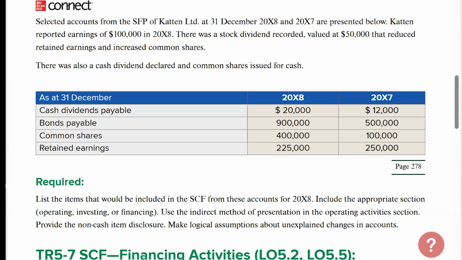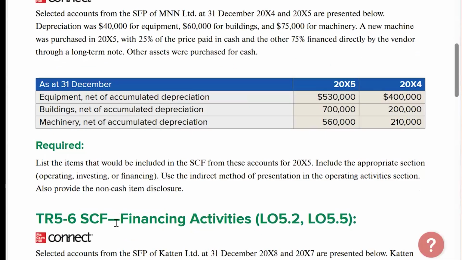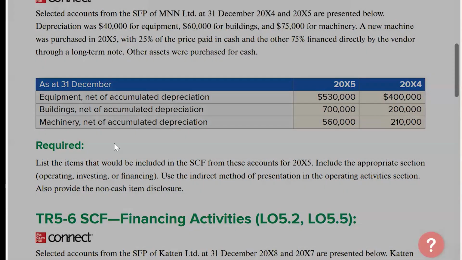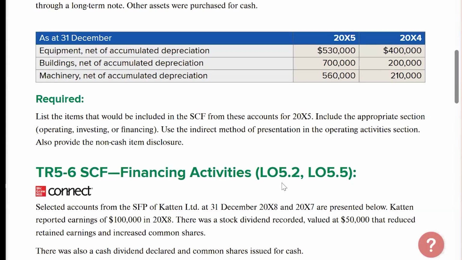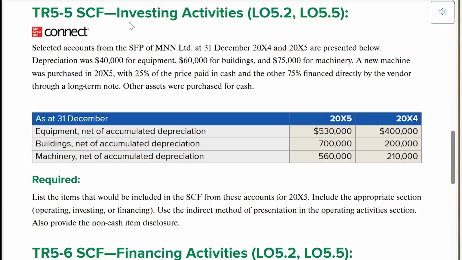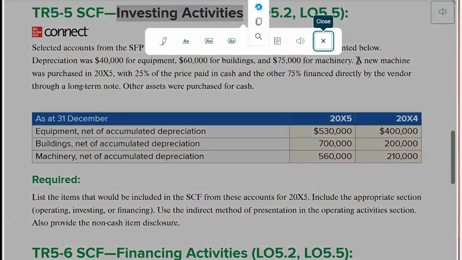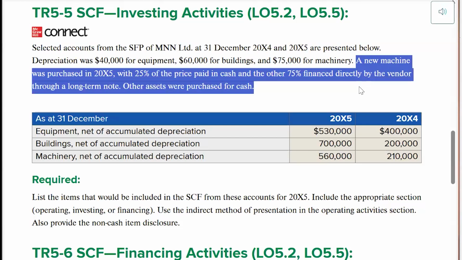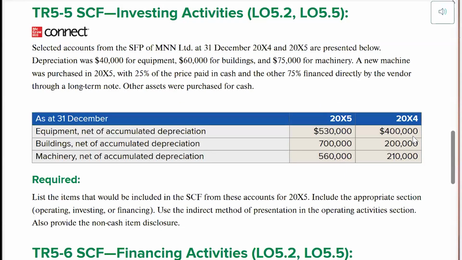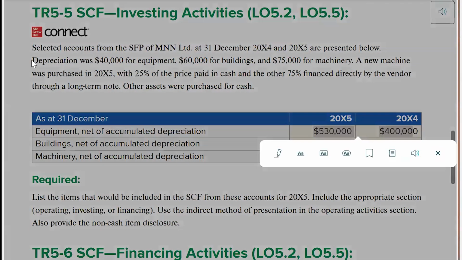So basically, I would recommend that for all of your long-term liabilities for financing, and all of your long-term assets for investing, that you do T accounts to make sure you solve for items the question doesn't tell you. I showed it to you for retained earnings here because it's one students commonly have problems with. But in addition, on investing, there are times it tells you, like in this question, a new machine was bought in 2000X5, 25% of the cost is paid in cash, and the other 75% financed directly by the vendor. So again, that is one where you have to calculate how much did they pay for equipment. You can see here the change in the equipment, but they don't tell you how much they actually bought it for, right? So you have to calculate that. And they give you all the numbers to do it.